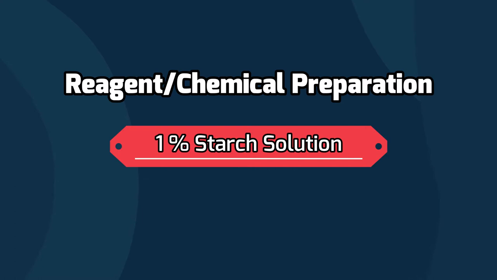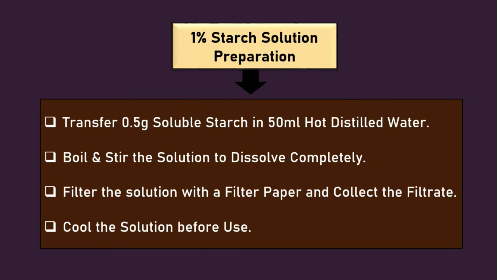For the preparation of 1% starch solution, dissolve 0.5 g of starch powder in 50 ml boiling water. Boil and stir the solution to dissolve the starch in water completely. After dissolving the starch, filter the solution immediately using a filter paper. Collect the filtrate and use it in the test as 1% starch indicator.